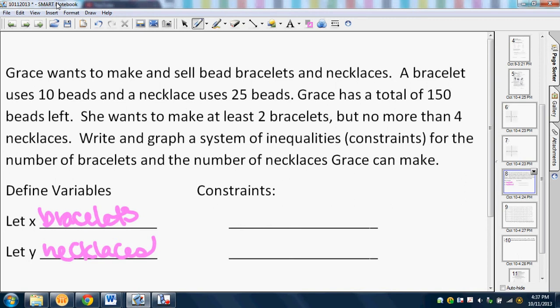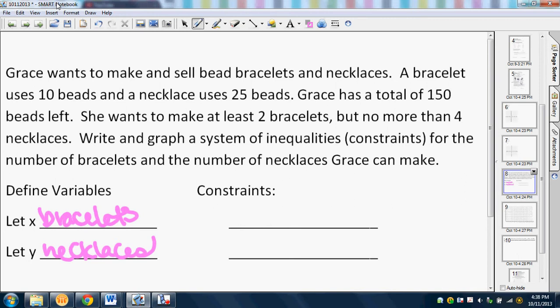So I'm going to use this example, and it's the same example we did in class. At least now you can pause it and work more slowly through it if you need to. All right, so Grace wants to make and sell bead bracelets and necklaces. A bracelet uses 10 beads and a necklace uses 25 beads. Grace has a total of 150 beads left. She wants to make at least 2 bracelets, but no more than 4 necklaces. Write and graph a system of inequalities for the number of bracelets and the number of necklaces Grace can make.